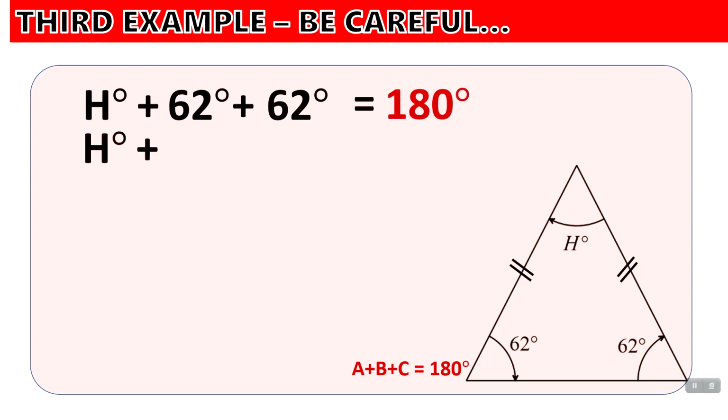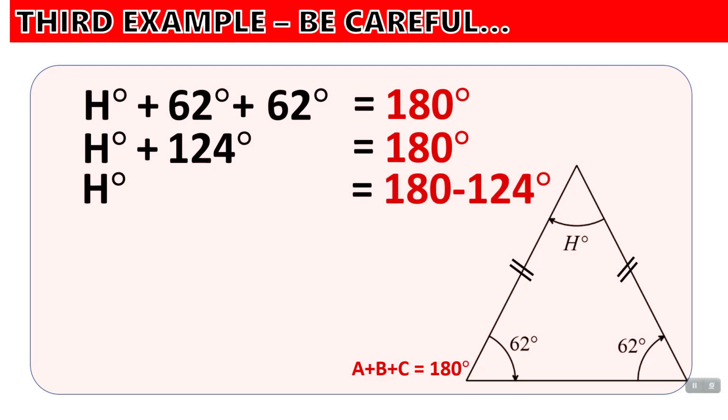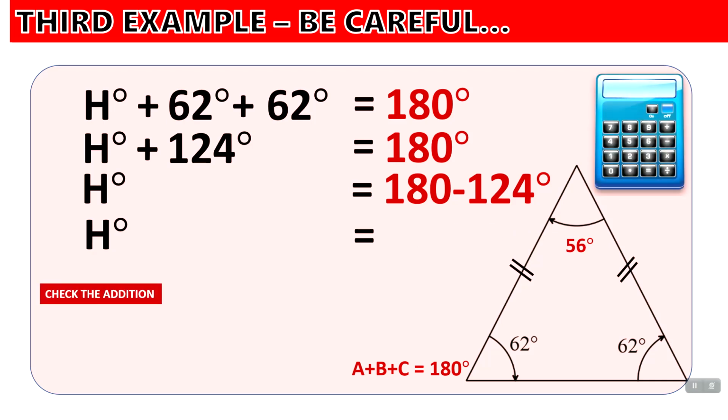And so we simplify the 62 plus 62, which is 124, and that equals 180 degrees. H now equals 180 take away 124 degrees, and we're left with 56 degrees. Angle H is now 56 degrees, and just to be sure, we're going to check with the help of a calculator because these numbers are not so easy mentally to solve. We type in 56 plus 62, which gives us 118, plus the last angle of 62, and on the calculator we can see 180 degrees.